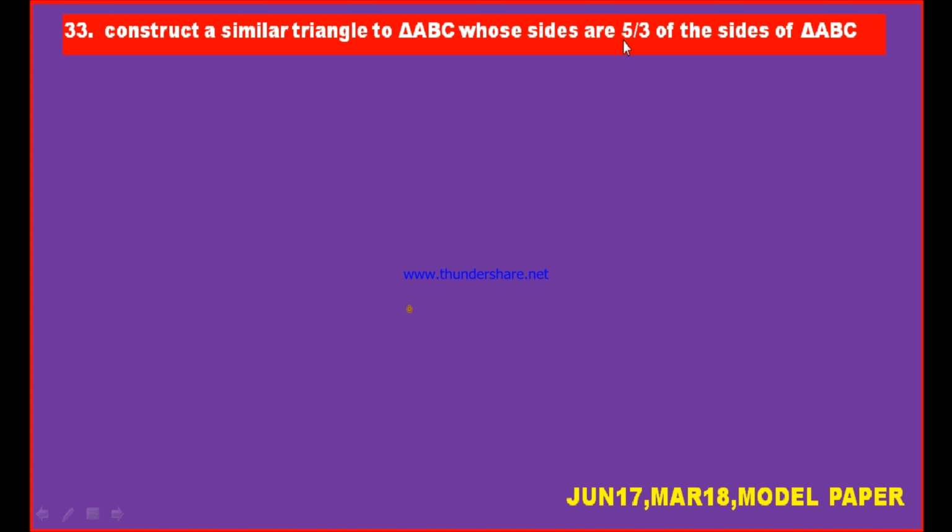This 5/3 is an improper fraction, whereas in the previous case, 2/3 was a proper fraction. Since the given fraction is a proper fraction, the constructed triangle will lie inside the given triangle. If the fraction is a proper fraction, it may lie inside. And if the fraction is an improper fraction, the constructed triangle may lie outside the given triangle.